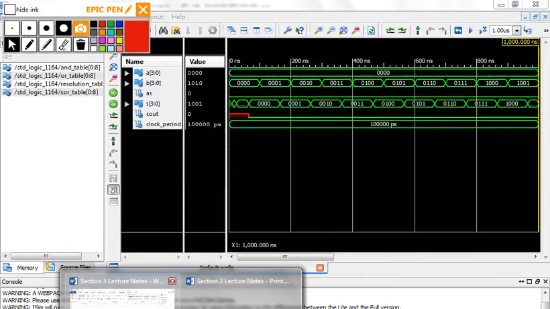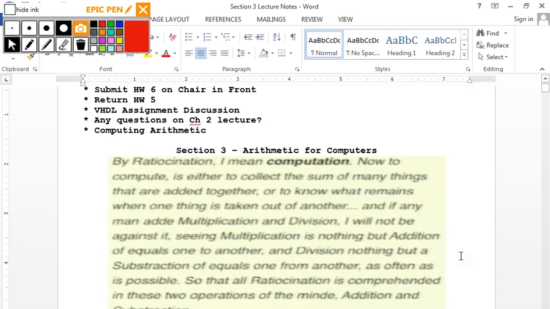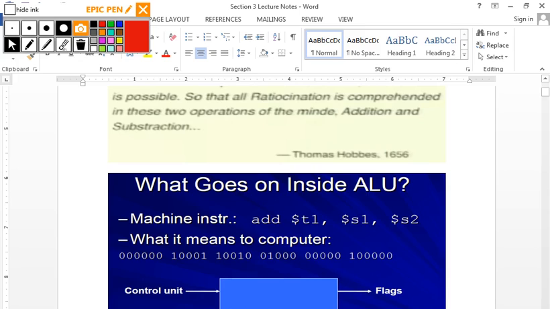For Section 3, I had this quote from Thomas Hobbes. "By ratiocination, I mean computation." And by the way, he said this in 1656. "Now, to compute is either to collect the sum of many things that are added together, or to know what remains when one thing is taken out of another. And if any man adds multiplication and division, I will not be against it, seeing multiplication is nothing but addition of equals to one another, and division nothing but subtraction of equals one from another as often as possible. So all that ratiocination is comprehended in these two operations of the mind, addition and subtraction." So this is 1656, and Thomas Hobbes, the philosopher, is talking about basically arithmetic logic units.